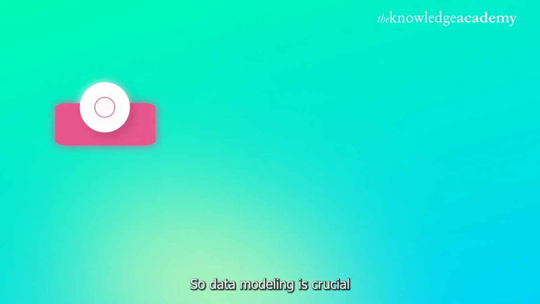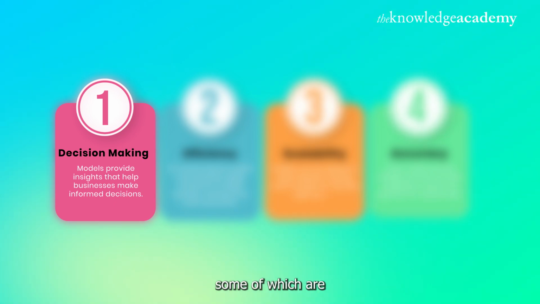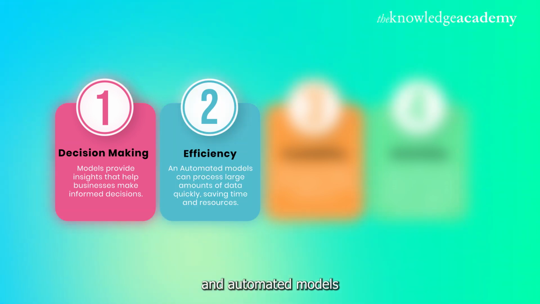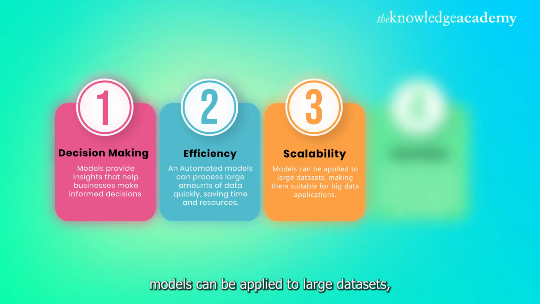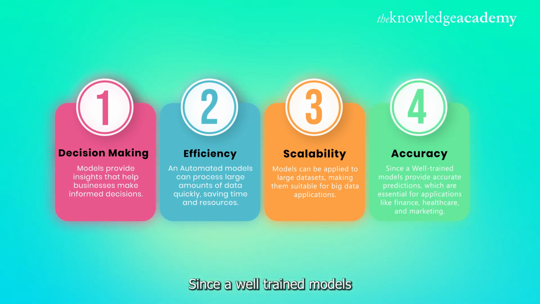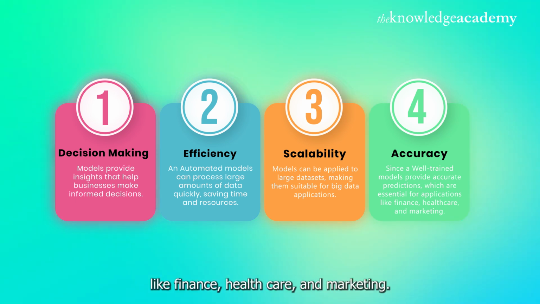So, data modeling is crucial for several reasons. First, to improve decision-making, as models provide insights that help businesses make informed decisions. Second, for efficiency, automated models can process large amounts of data quickly, saving time and resources. Third, for scalability, models can be applied to large datasets, making them suitable for big data applications. Next is accuracy, since well-trained models provide accurate predictions, which are essential for applications like finance, healthcare, and marketing.